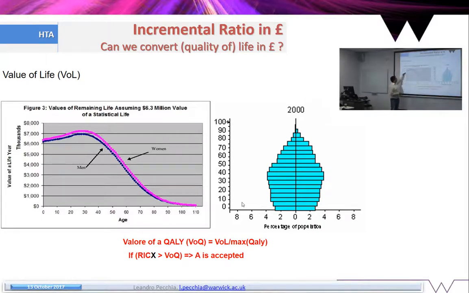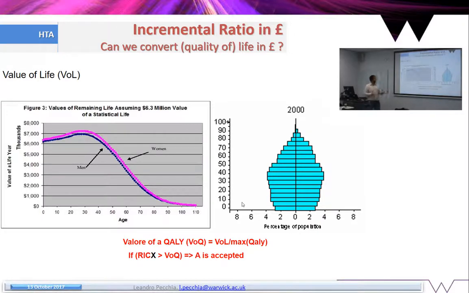Why, in your opinion, does this curve go up and down? Why does it not start from there and go down? Why is the value of life per year, if I am 10 years old, lower than if I am 30 years old? Yes? It's because you contribute to society. Because society is contributing to the person in several manners: healthcare access, education, if it is public.